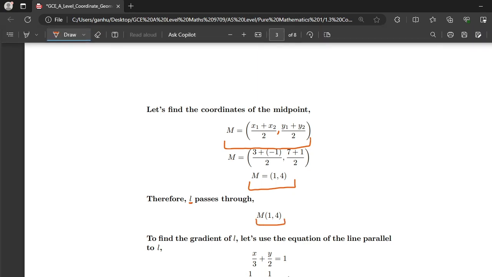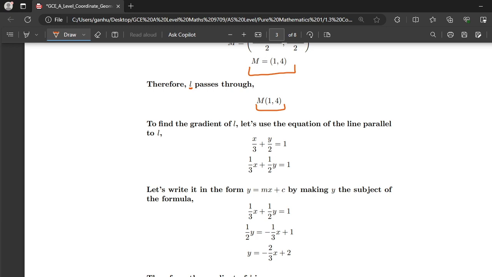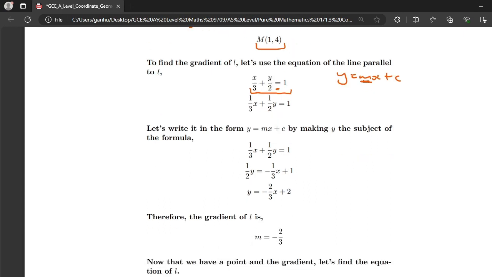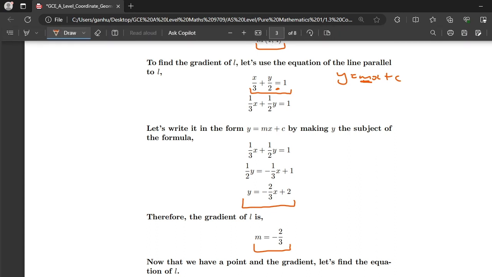Now we need to find the gradient. To be able to find the gradient, we know that our line is parallel to the line x over 3 plus y over 2 equals 1. So that means this line has the same gradient as line L. To tell what the gradient of this line is, we have to write it in the form y equals mx plus c, and m will be the gradient. We can do that by making y the subject of the formula, and you end up with y equals negative 2/3 x plus 2, and that means m, our gradient, is equal to negative 2/3.